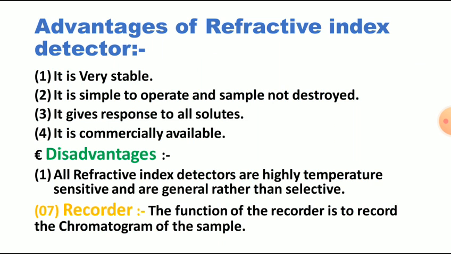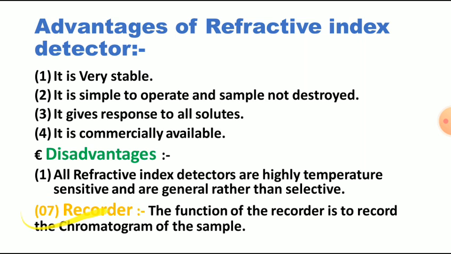Now we will see the advantages of the refractive index detector. First, it is very stable. It is simple to operate and the sample is not destroyed. It gives a response to all solutes. It is commercially available. One disadvantage of this refractive index detector is that all refractive index detectors are highly temperature sensitive and generally not selective.